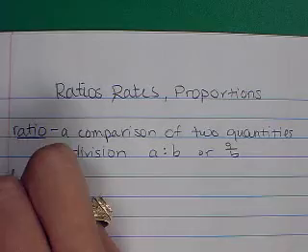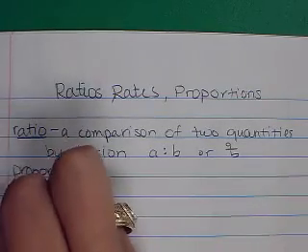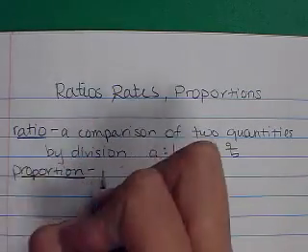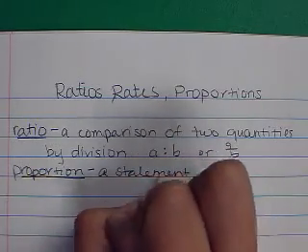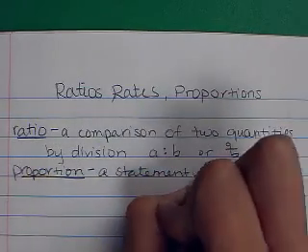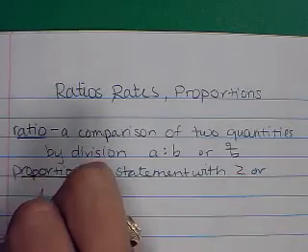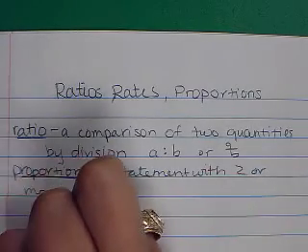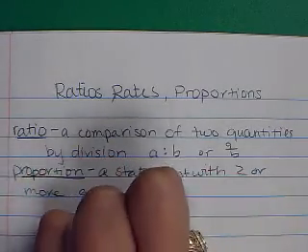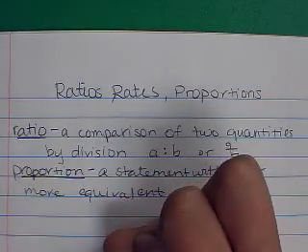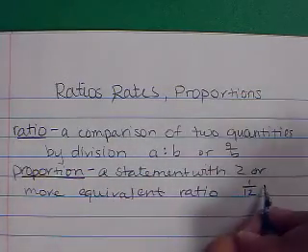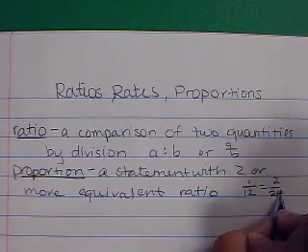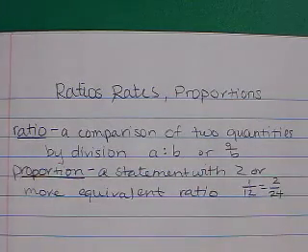The next definition was proportion. A proportion is a statement with two or more ratios. And those ratios do have to be equivalent, meaning that they are equal. Such as 1 over 12 is a ratio. If I set it equal to 2 over 24, since those two things are equal, that makes it a proportion.